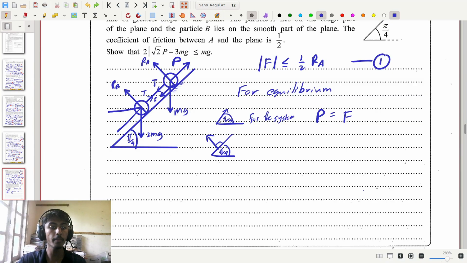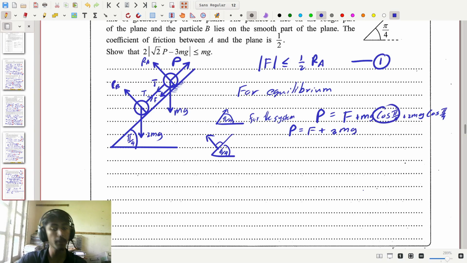So the component of these two forces going in the downward direction is going to be plus mg cosine pi by 4 and another plus 2mg cosine pi by 4. Simplifying this down, we get P equals F plus, if I factor out the mg's, mg and 2mg, which is 3mg, times cosine of pi by 4, which is 1 over root 2. Therefore P equals F plus 3mg over root 2. This is going to be equation number 2.